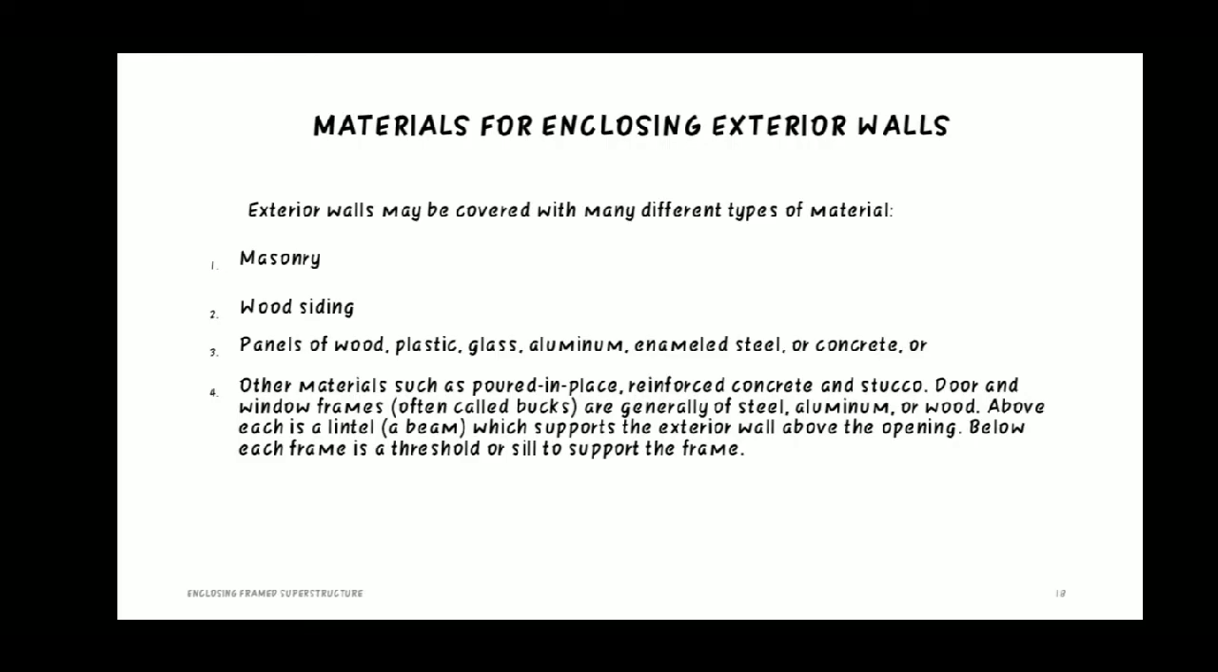Materials for enclosing exterior walls. Exterior walls may be covered with many different types of material, tulad ng masonry, wood siding, panels of wood, plastic, glass, aluminum, enameled steel or concrete, or other materials such as poured-in-place reinforced concrete or stucco. Door and window frames, natawag din siyang box, are generally of steel, aluminum, or wood.